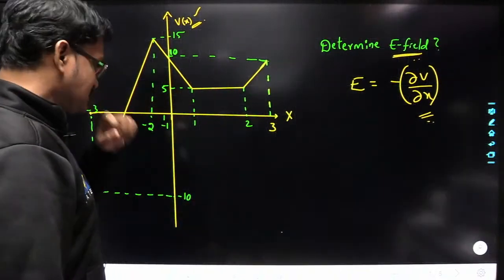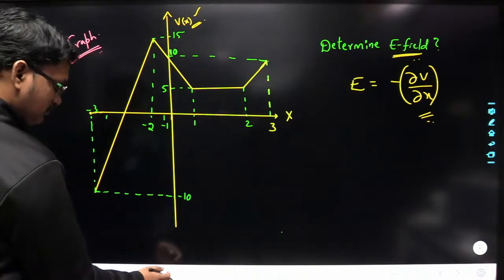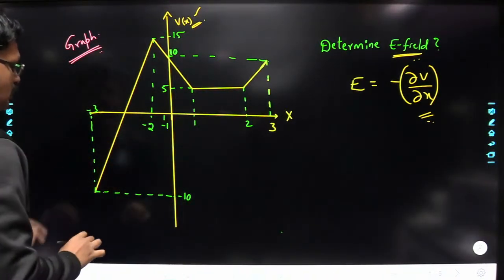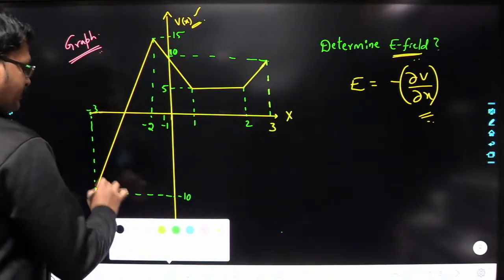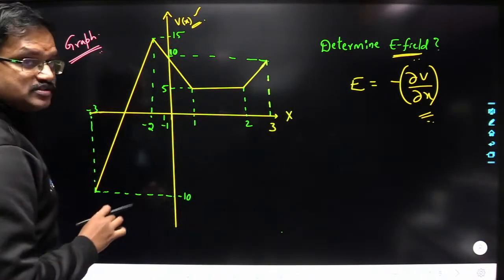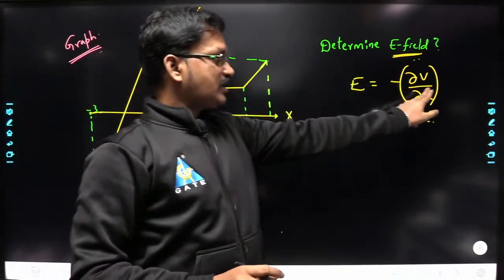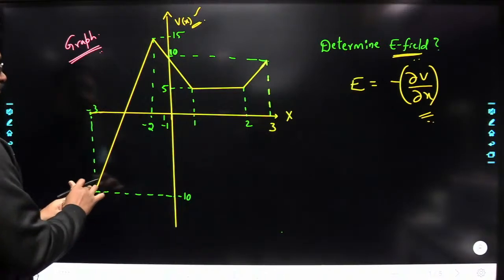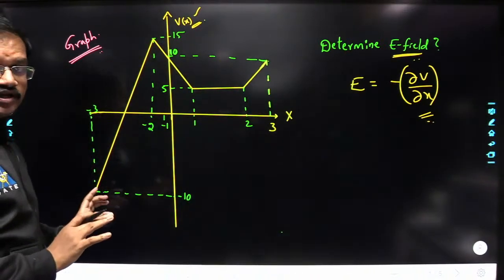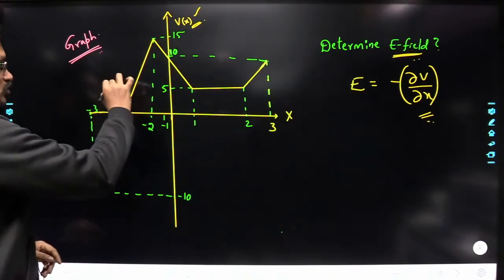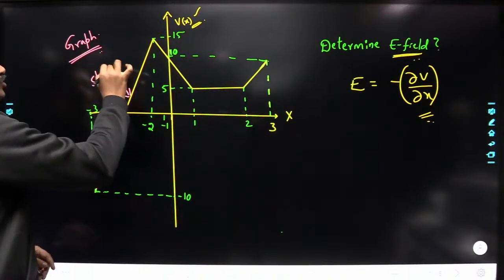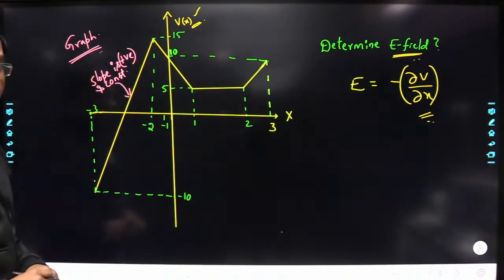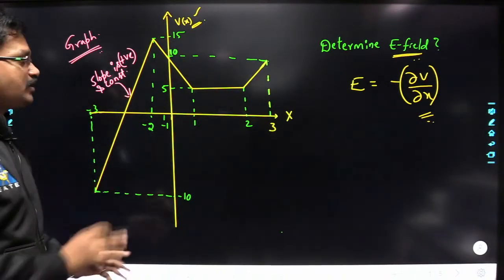Now see here, from minus 3, if you observe this line, is the slope of this line constant or not? Dou V by dou x represents the slope. Here, from here to here, the slope of this line is constant and positive. So dou V by dou x is going to be constant and positive.